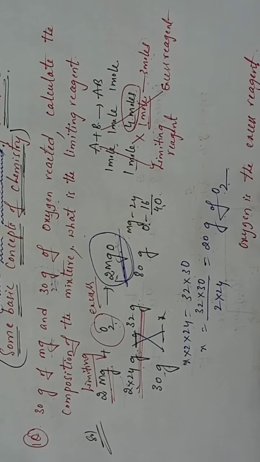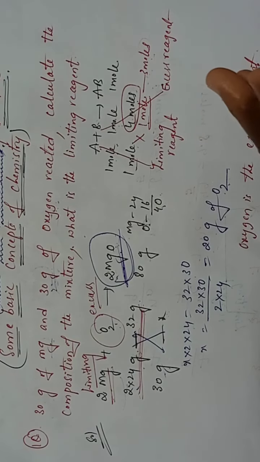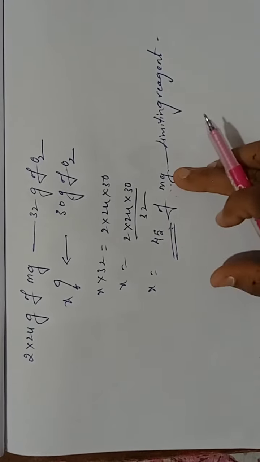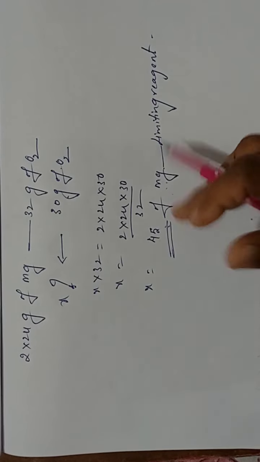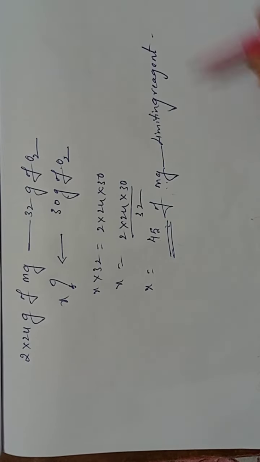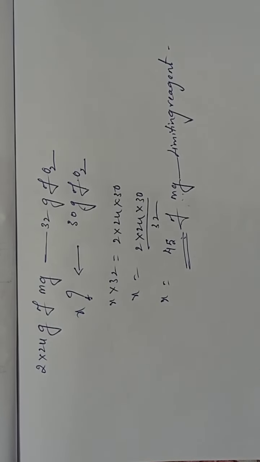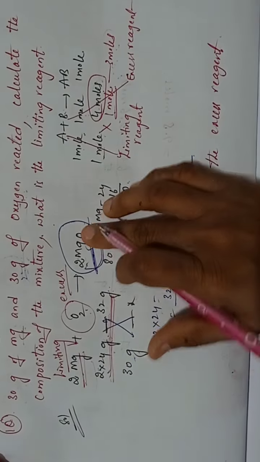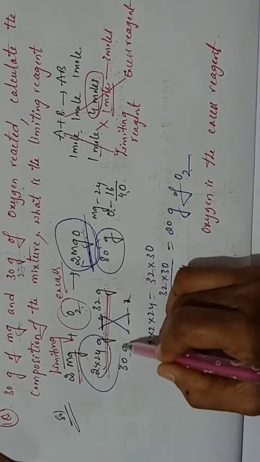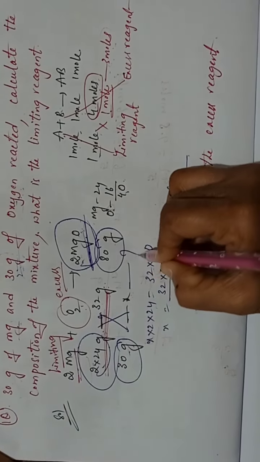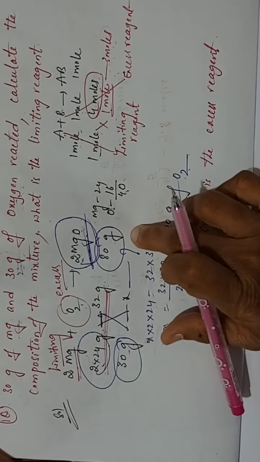Understanding? We know that the limiting reagent only decides the amount of product formed, students. Are you following? So that's why I am taking the limiting reagent here. Magnesium is the limiting reagent, correct? So magnesium only decides the amount of the product. So I am taking magnesium and magnesium oxide, this value and this value. And here 30 grams of magnesium can produce how many grams of magnesium oxide, I am going to calculate.